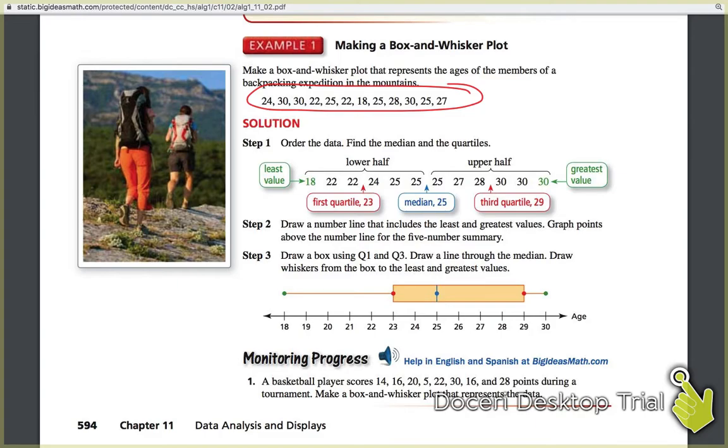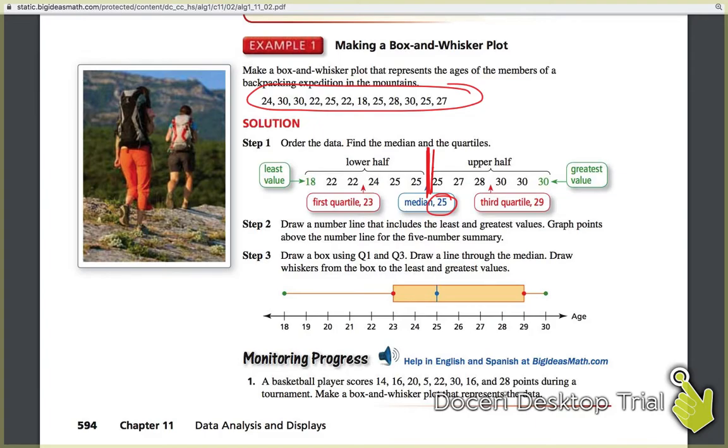Okay, put them in order, least to greatest. And then we need to find the median. The median here, you look, you got six numbers on each side. The median is in between these two 25s, and it's the average of those two, which means the median is, in fact, 25.